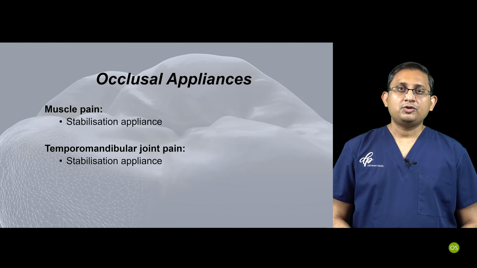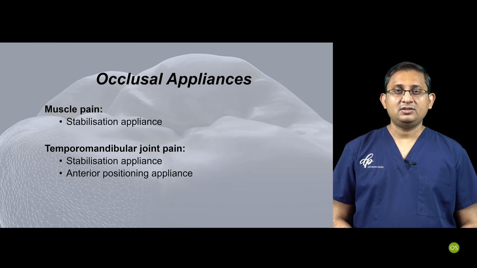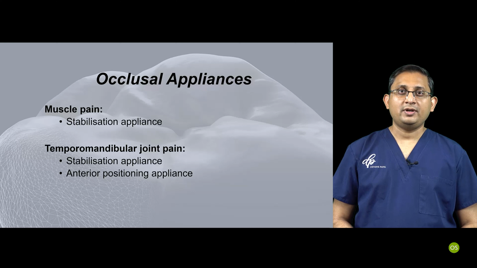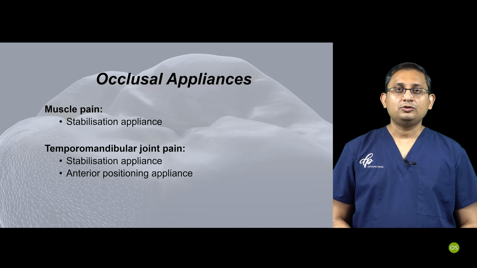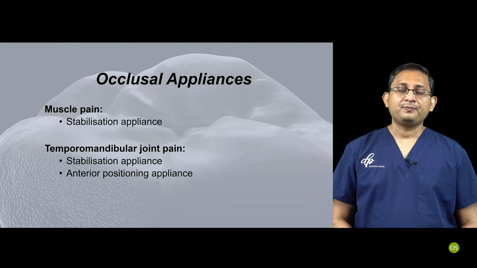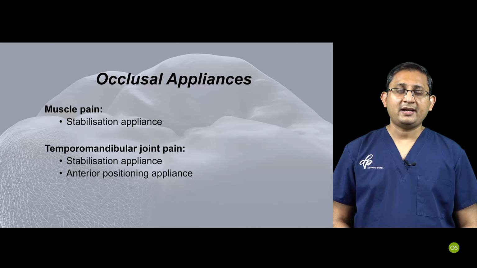However, in temporomandibular joint disorder, apart from the stabilization splint, you can use an anterior positioning appliance, as I said before in the discussion. So really, in general dental practice, you need to learn about the stabilization appliance and the anterior positioning appliance. Now I'm making it really simple. There are lots of other appliances available which we will go through in our next video. However, for temporomandibular joint disorder, in my clinical practice, these two appliances work really well.